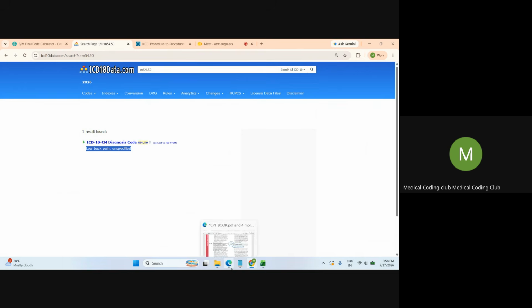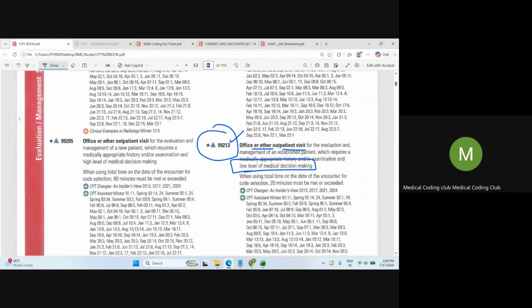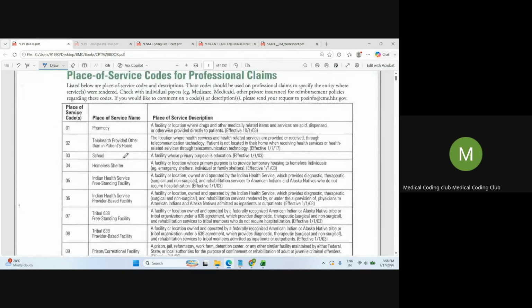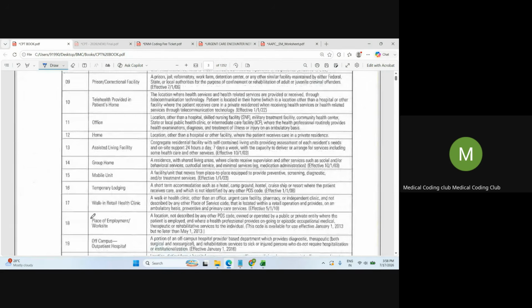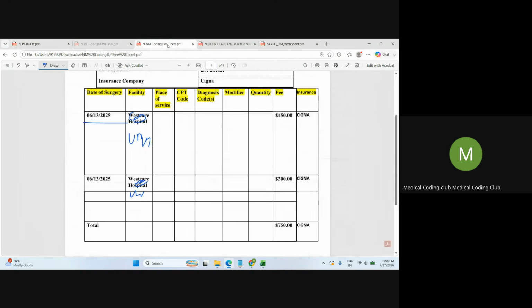So now we'll code with the surgical ticket. Here you can first check. It's a dummy ticket, I have not made any changes, I'm just using it for your reference. Here you can keep your actual date, then facility. Here the facility is urgent care. So for urgent care, what POS will we get? POS for urgent care will be 20. See, 20 will be your place of service, so you're going to use 20.